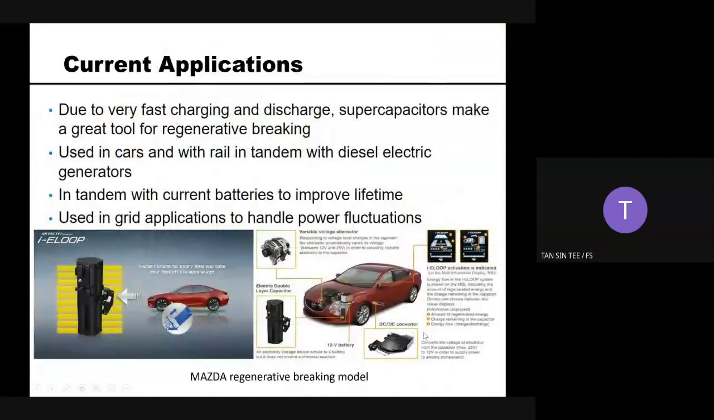Okay, so now I give some review of the current applications. Like I said just now, supercapacitors are not only limited to the laboratory scale up to now, but they are also starting to be applied in industry, like Mazda, who are using them for fast charging and discharging in the regenerative braking system.